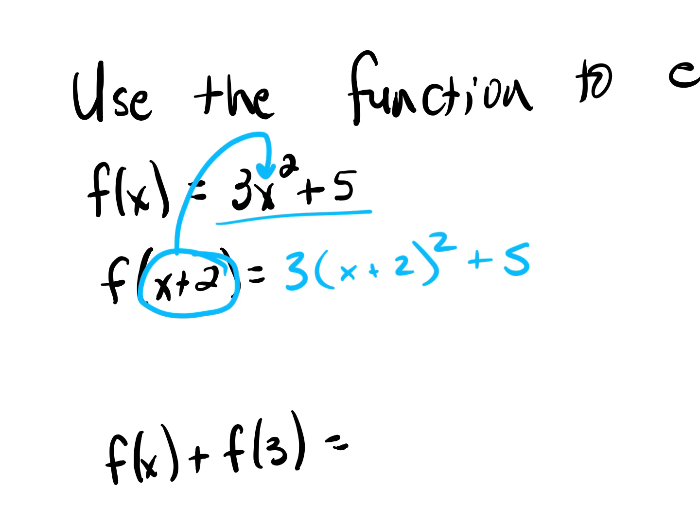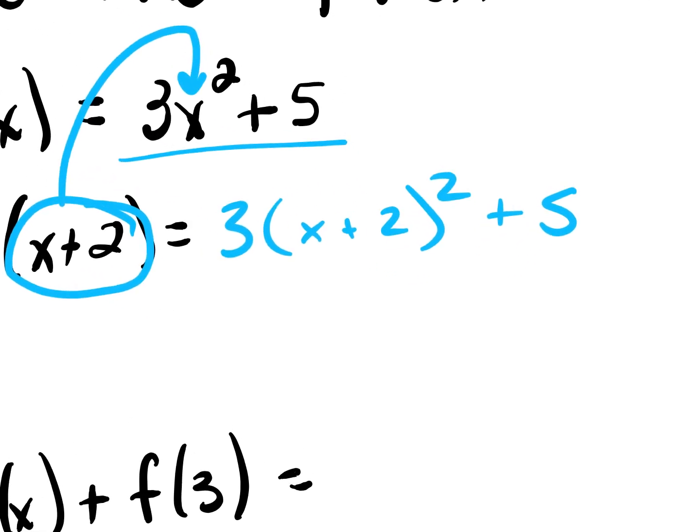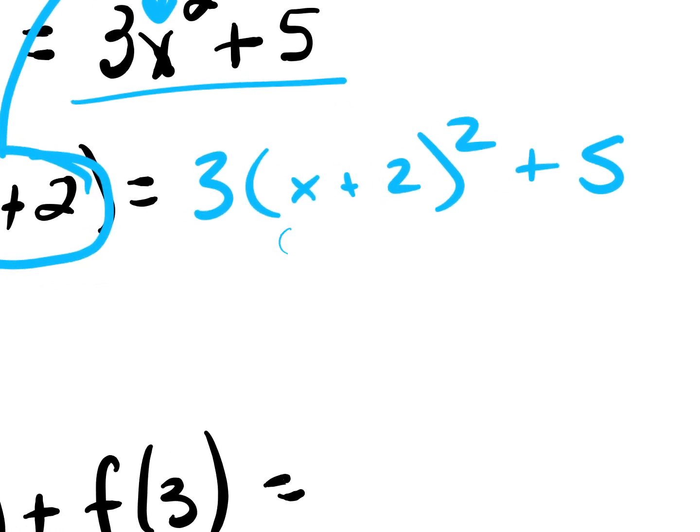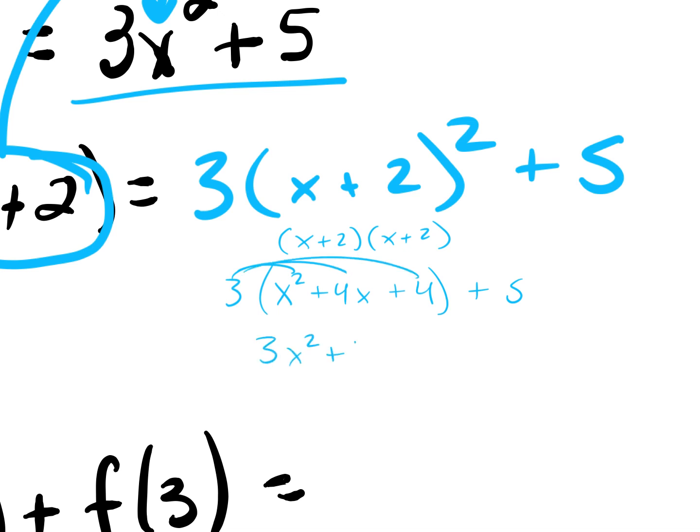How would I simplify? What do I do first? FOIL. Awesome. This is like saying x plus 2 times x plus 2. I'm going to FOIL this out. So I have x squared plus 4x plus 4. What do I do next? Distribute. So 3x squared plus 12x plus 12 plus 5. Then what? Combine like terms. Awesome. 3x squared plus 12x plus 17. This would be our answer.